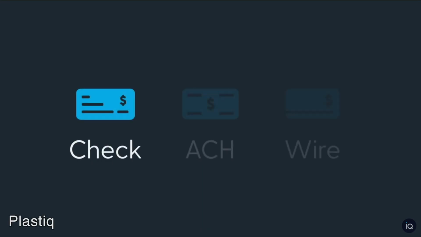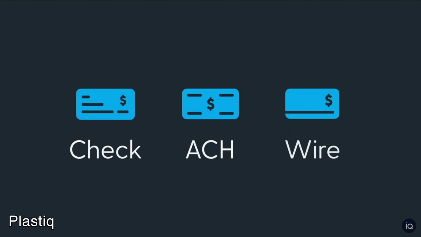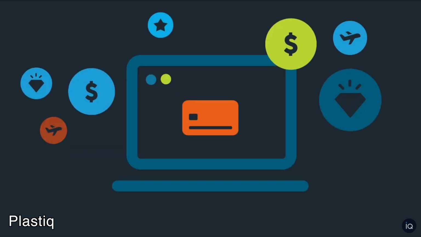So what is Plastiq? Plastiq with a Q, just so you know, I didn't spell it wrong, it is with a Q. It's been around for a while, but Plastiq is a site that allows you to pay things like a car loan, like your mortgage, with a credit card. So, you know, Plastiq is a payment processing site.